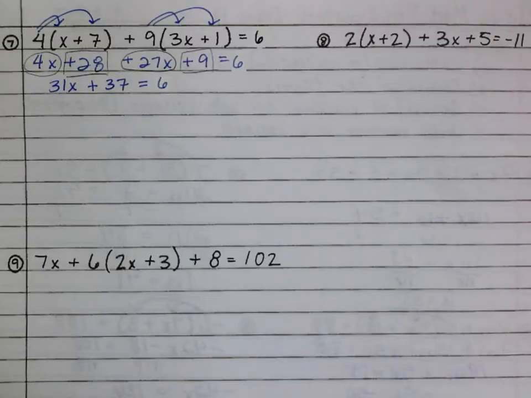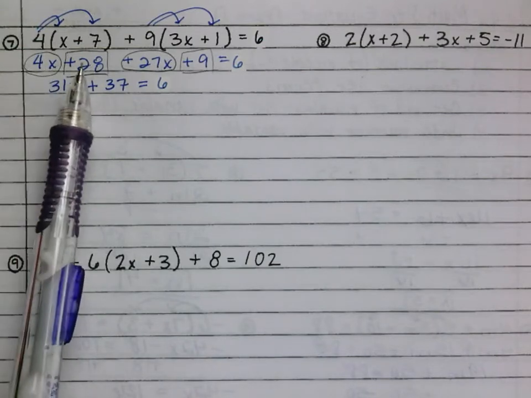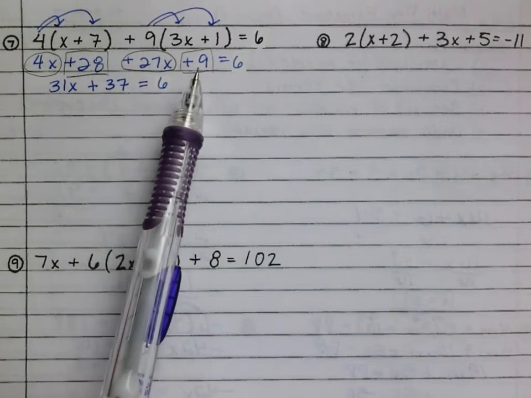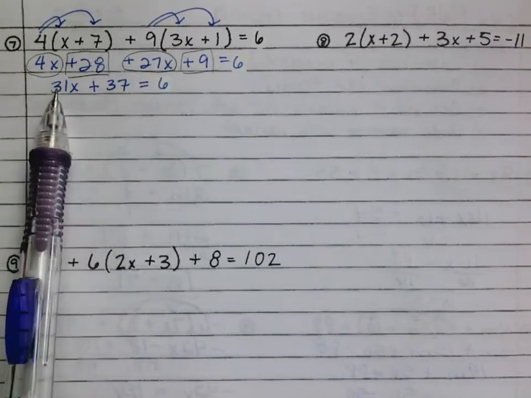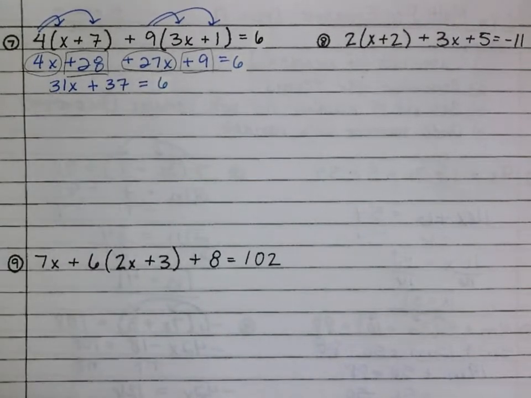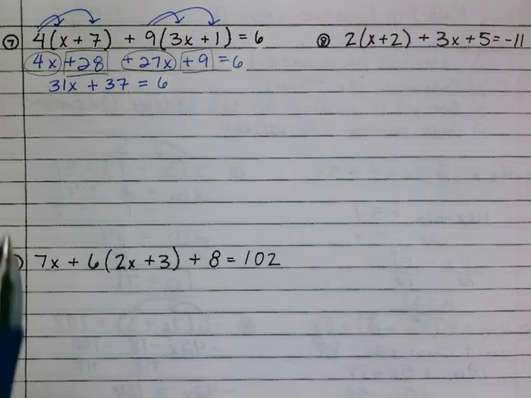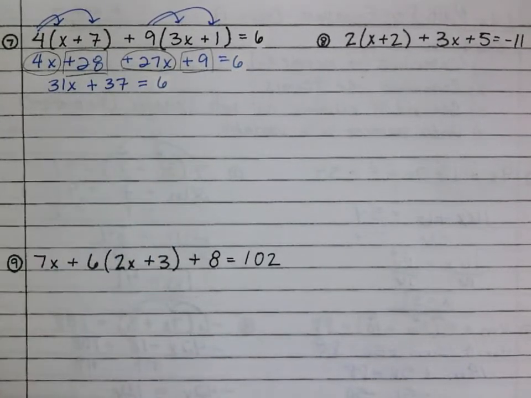In number 7, we have 2 sets of distribution that we need to do. So we're going to take the 4 into the first set of parentheses and the 9 into the second set. So that will leave us with 4x plus 28 and then 27x plus 9 and still equaling 6. So then I need to combine like terms. So my 4x and my 27x will multiply to give me 31, or sorry, they'll add to give me 31x. And 27 and 9 will give me 37.